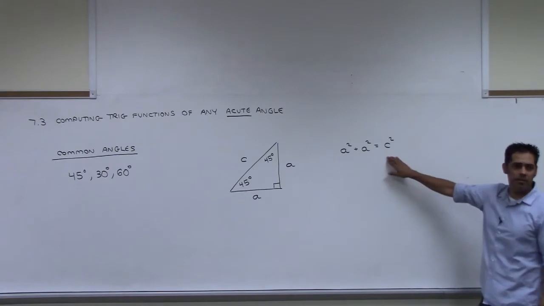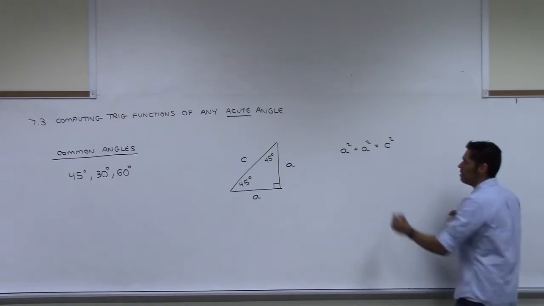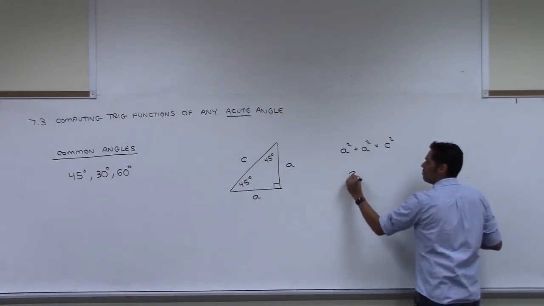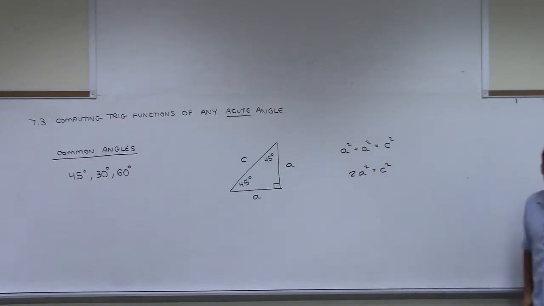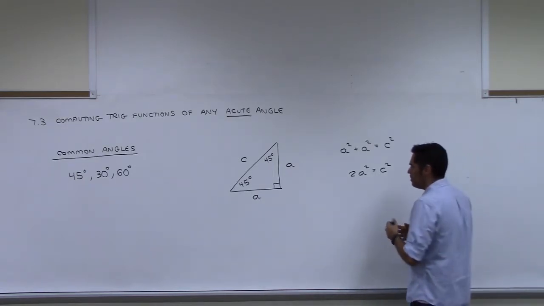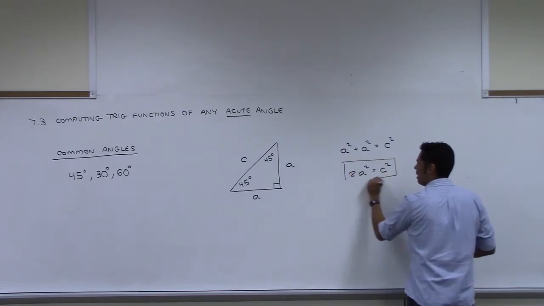So I'm using the Pythagorean theorem from last class. This is two of the same thing, right? So 2A squared must equal C squared, right? That's a relationship we have between A and C. Now, let's ask ourselves this question. I'm just going to box this up. This is a relationship we have.